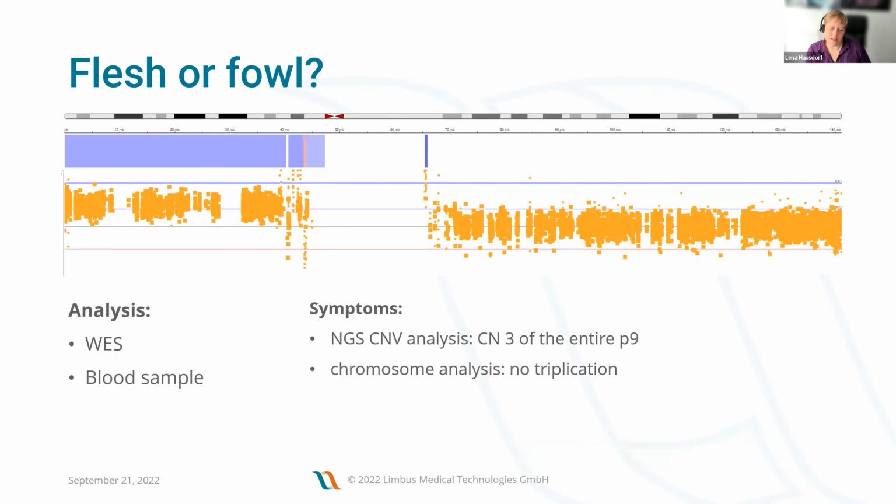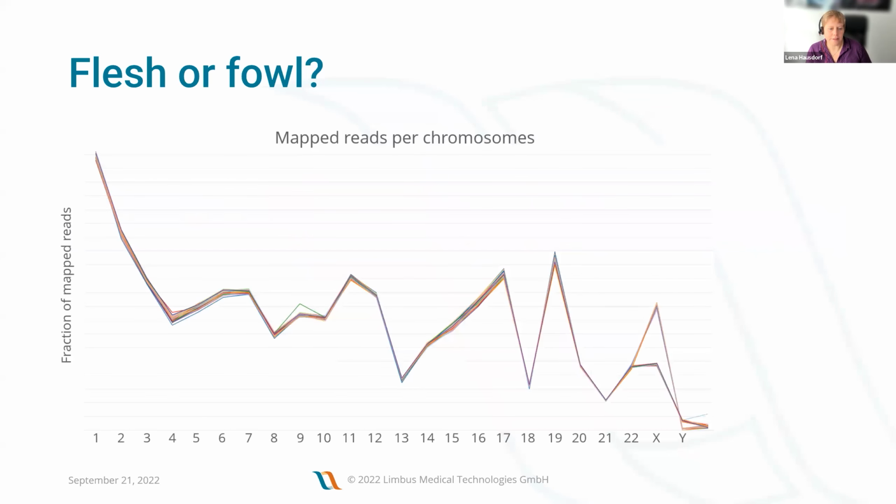So the next case we have is this one, a screenshot from our software where you can clearly see there's a duplication of the whole P9 arm. And the problem here was that the customer had done a chromosomal analysis before, but didn't detect any triplication.